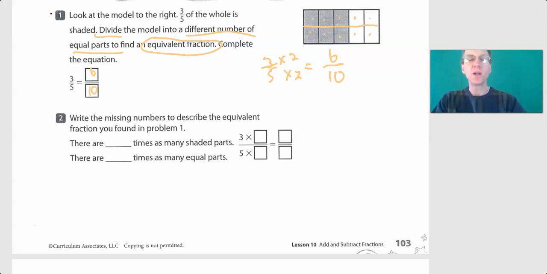Write the missing numbers to describe the equivalent fraction you found in problem 1. Okay, well, we did times 2, 6/10. There are blank times as many shaded parts. Well, 2 times as many. There are 2 times as many equal parts, I'm going to put here, to make a whole. They really should have that down there, to make a whole.